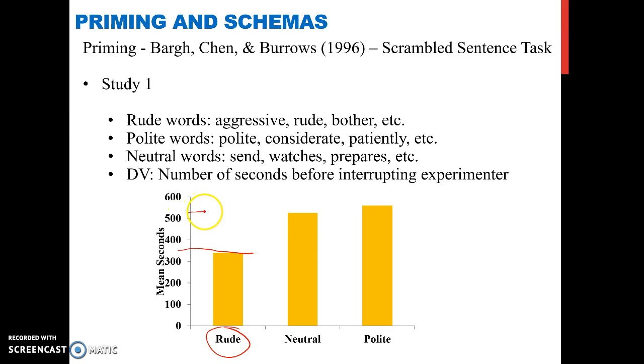But those in the neutral condition and the polite condition took a little under 10 minutes. And this is significantly different. This group here is significantly different from the other 2, and these 2 did not differ from each other. So what this tells us is that if you're primed with rudeness, you see all these rude words, then when given the opportunity, you will also be rude by interrupting the experimenter earlier than the other 2 conditions do.